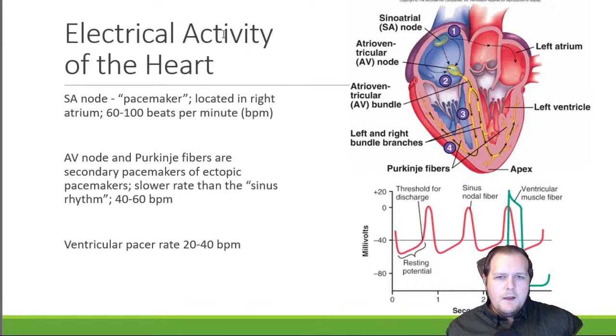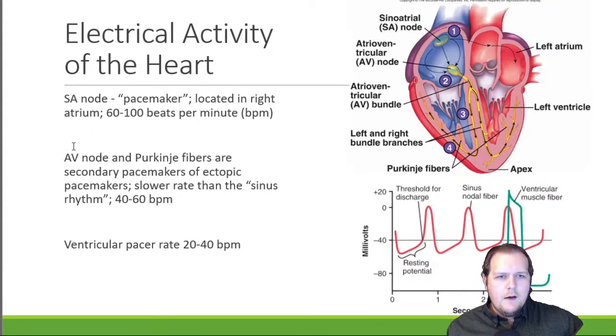Obviously, we know that the rate of the heart is typically going to be set by our pacemakers, right? And when I say pacemakers, I'm typically talking about the SA node, which is going to be the primary one there, and then also the AV node as well. And if you have someone who has their SA node ablated and wiped out, their AV node will still take over, right?